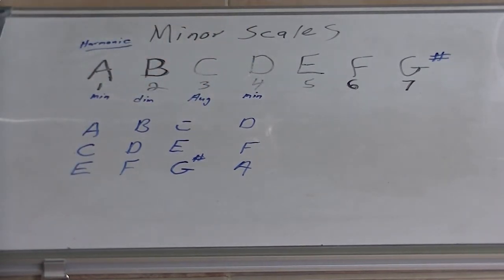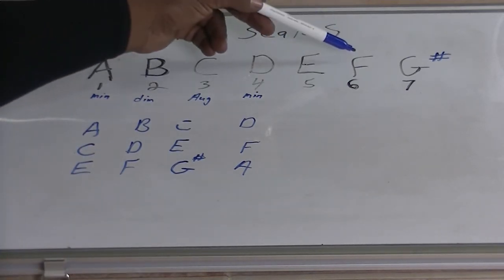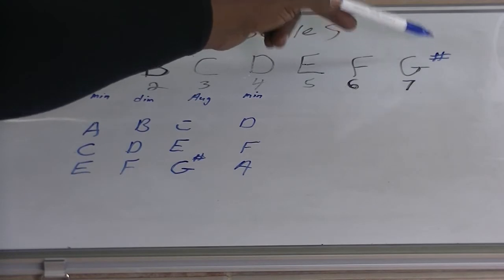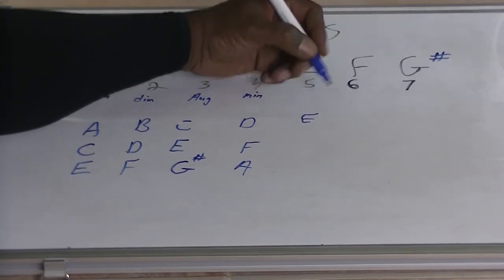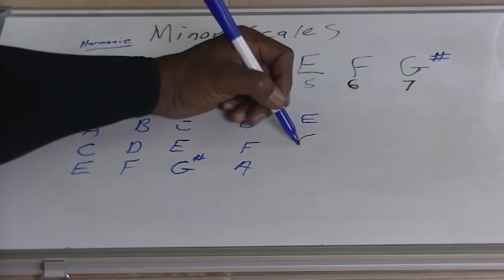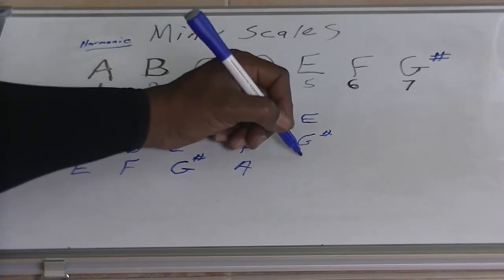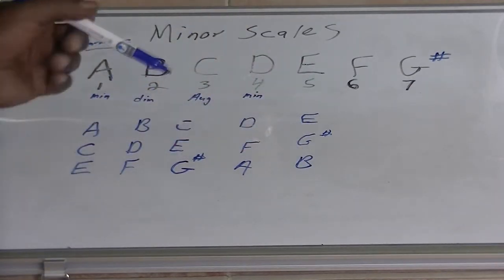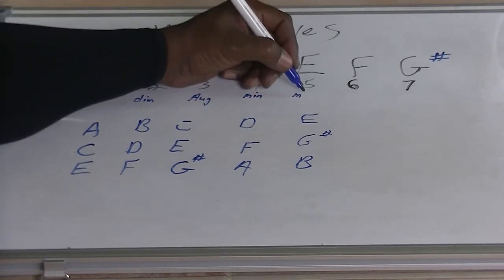Moving on to the E, we start with the E and we skip over the F, but now instead of G, we have G sharp. So we have a different chord than we had before. We have the E, the G sharp, and then finally we add the B note to that. So now what we have is an E major triad.